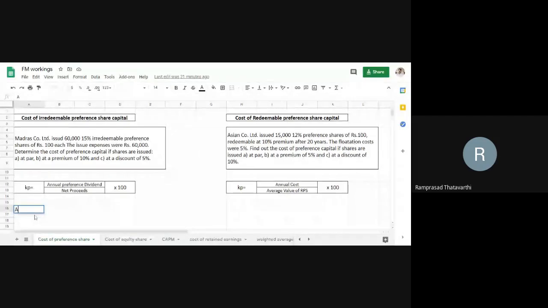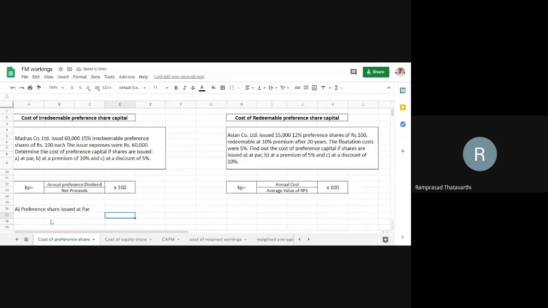Determine cost of share capital if shares issued at premium, 10%, at a discount, 5%.